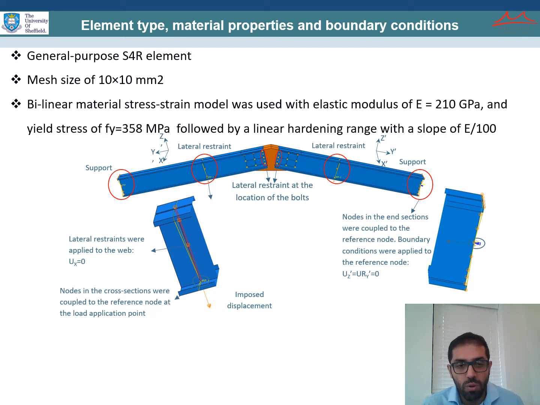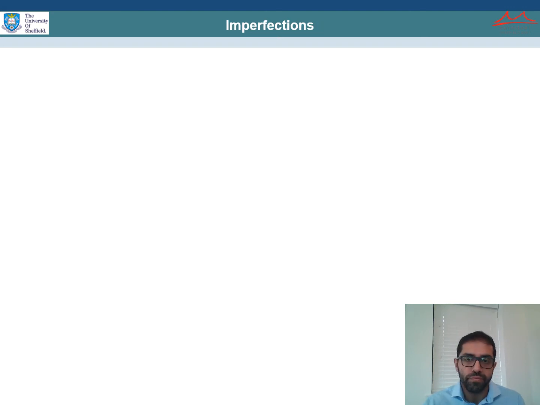At the location of the load, the nodes in the cross section were coupled to the reference node, and the displacement was imposed to that reference point. Lateral restraints, similar to the experimental test, were provided at different locations: at the location of the load, at the supports, and also at the first line of the bolts in each connection. In addition, for the supports, the nodes in the end cross-sections were coupled to the reference node, and pin boundary conditions were applied to the reference node.